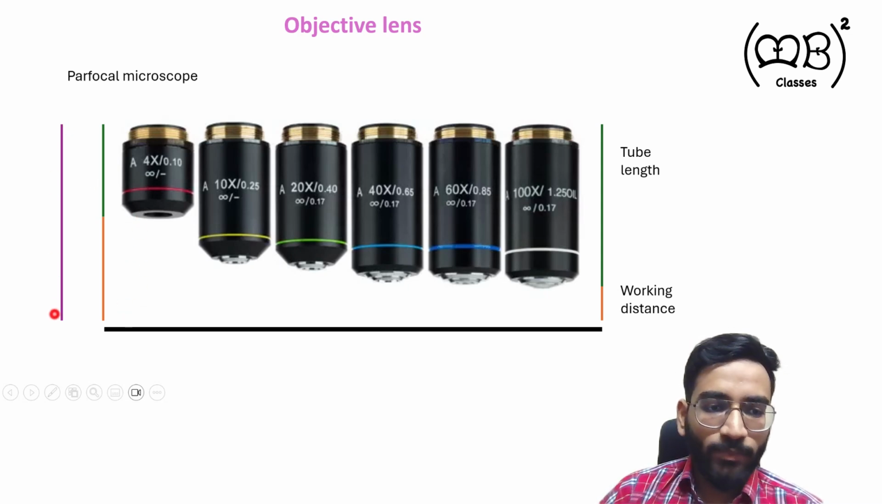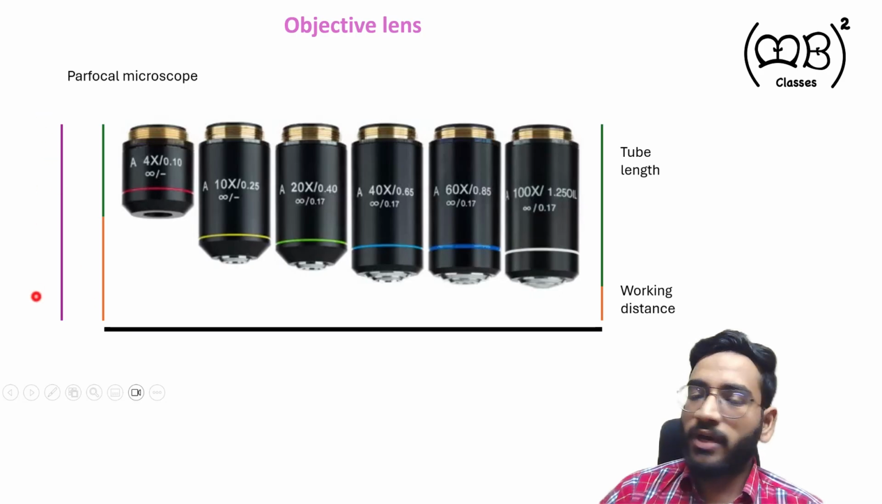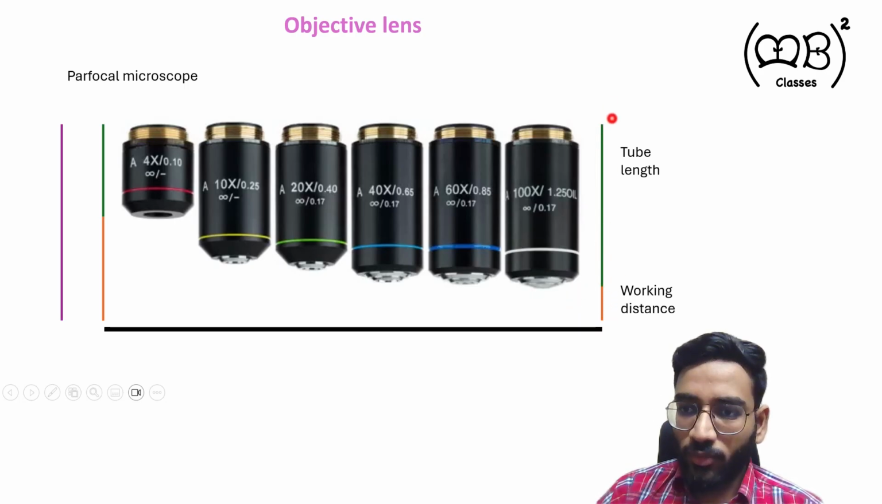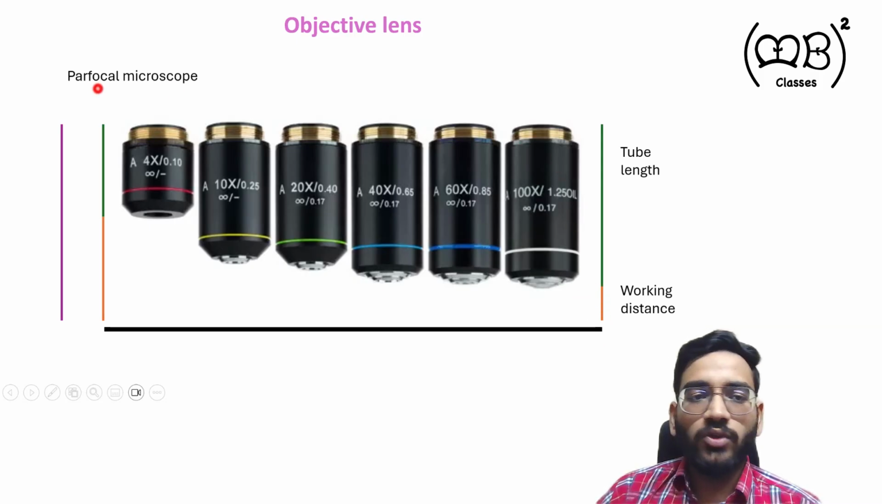But this is the parafocal distance. The distance between the nose piece and the specimen is the parafocal distance. Now seeing the 100x lens, the tube length is increased, but the working distance is decreased. That is what is known as the parafocal system.